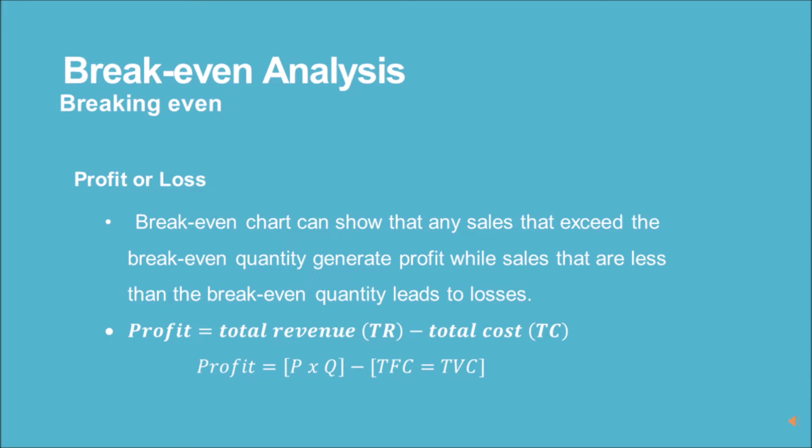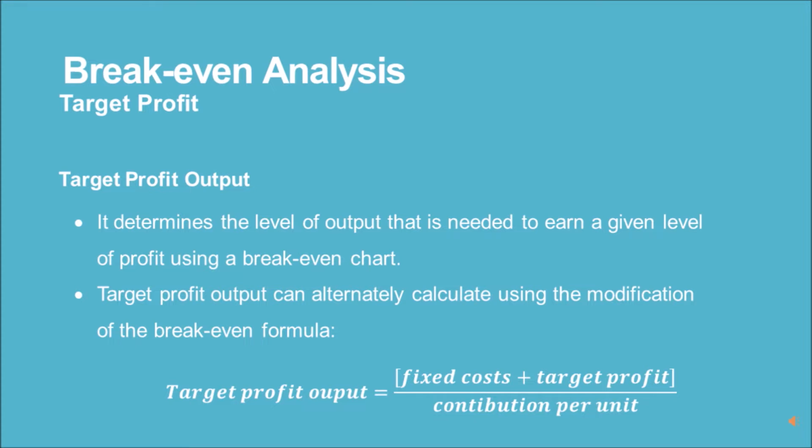Profit or loss. A break-even chart can show that any sales that exceed the break-even quantity generate profit, while sales that are less than the break-even quantity lead to losses. Profit equals total revenue (TR) minus total cost (TC). Target profit. Target profit output.